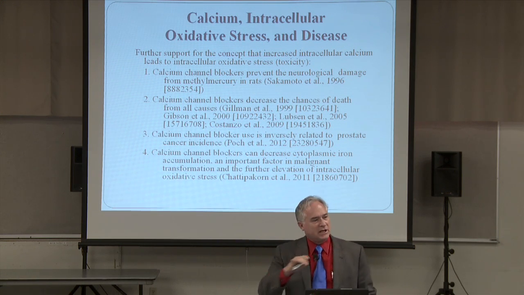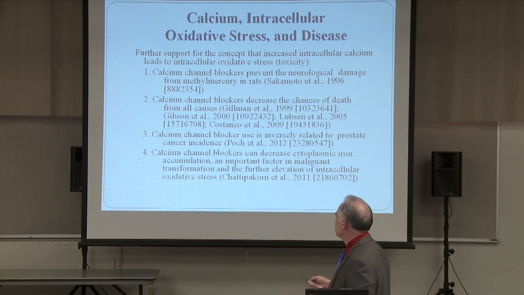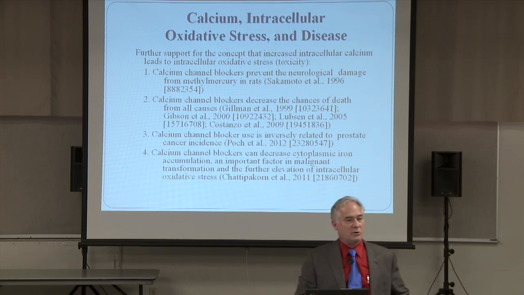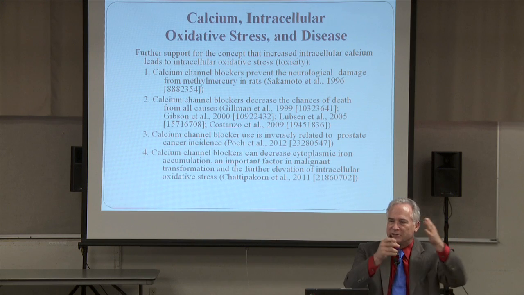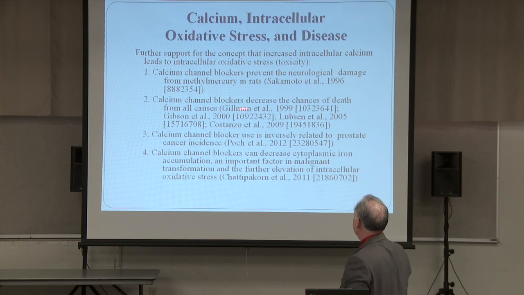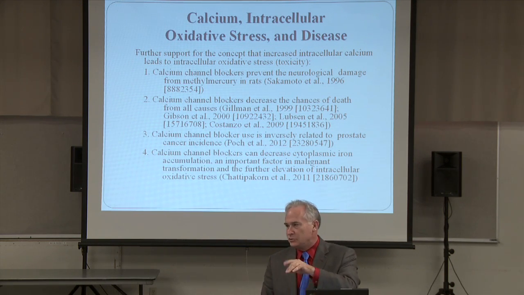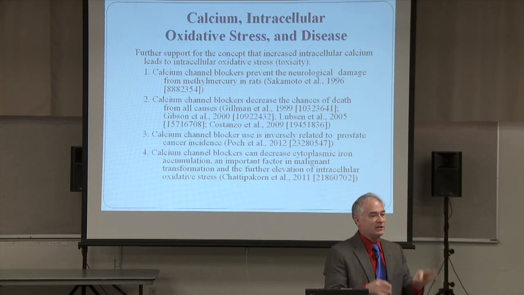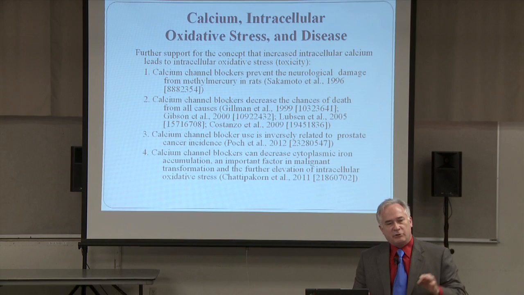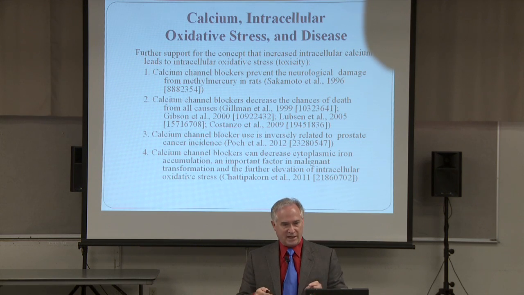Calcium channel blockers, remember what I said about toxins increasing the calcium and causing cell death? Calcium channel blockers will prevent the neurologic damage from methylmercury in rats. Okay, so the methylmercury pushes in a lot of calcium. The calcium channel blockers block that effect, and they block the toxicity of methylmercury. Here's a super biggie. Calcium channel blockers, long-acting forms to be specific, not the short-acting forms, but long-acting forms of calcium channel blockers, guess what? They decrease your risk of death from everything. They decrease all-cause mortality.